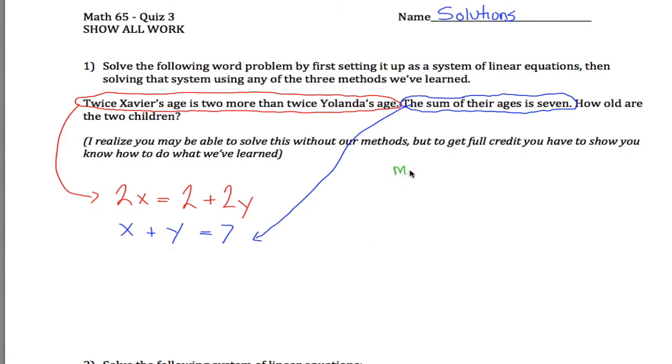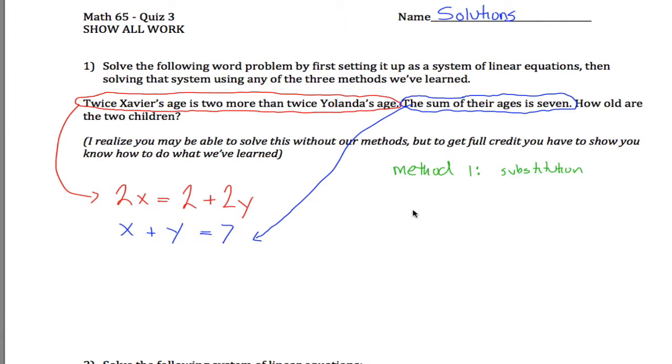Maybe I'll write method 1. There's 2 different ways you can do it. Well, there's 3 different ways, but I doubt anyone's going to do it the graphing method. So method 1 would be substitution. And what you do there is you solve one of these equations for one of its variables. It's up to you what you choose. I don't know, the second one is kind of jumping out at me.